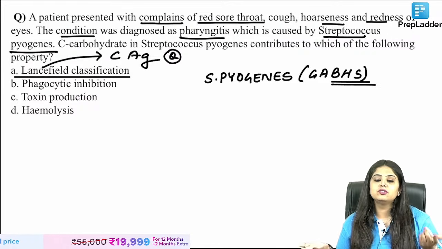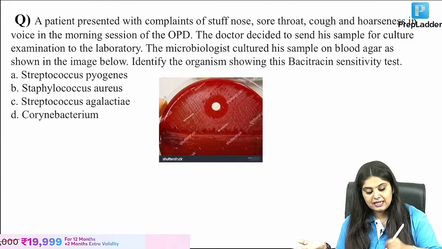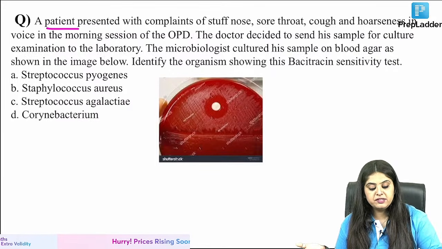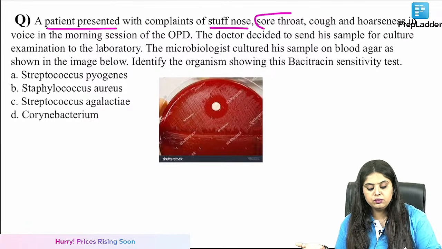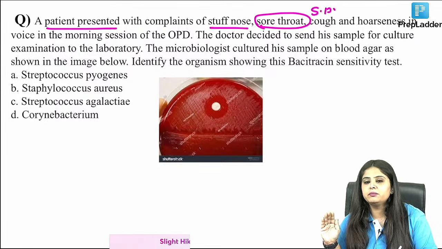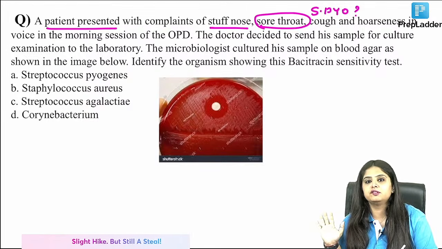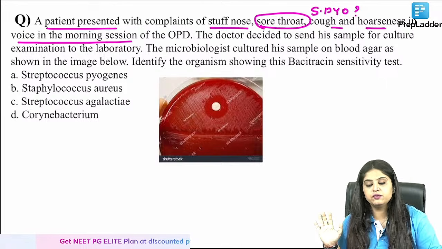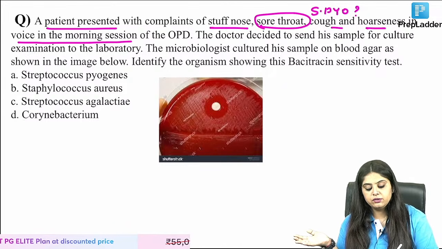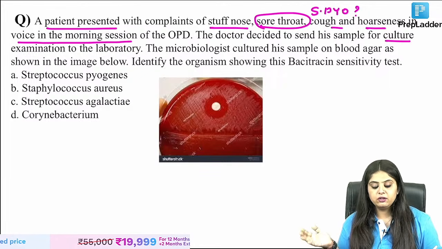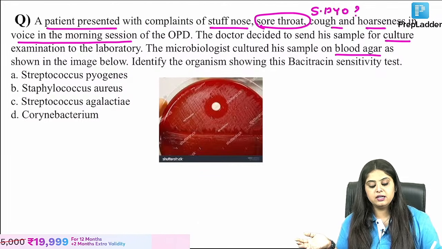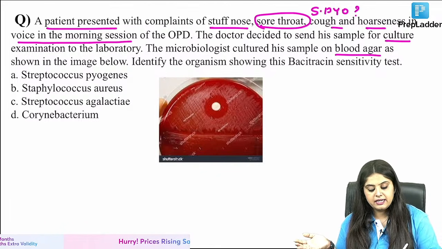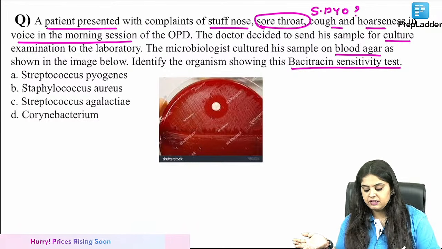अगले पे चलते हैं. This I just got as a quick test for you. Next question. There's a patient who presented with complaints of stuffy nose, sore throat, back to sore throat. अपना diagnosis बनाते चलो. I think it is Streptococcus pyogenes. Cough, sore, hoarseness, voice in the morning session of the OPD. Okay. Doctor decided to send the sample for culture. The microbiologist did a culture on blood agar that has been shown over here. Identify the organism showing this bacitracin sensitivity.